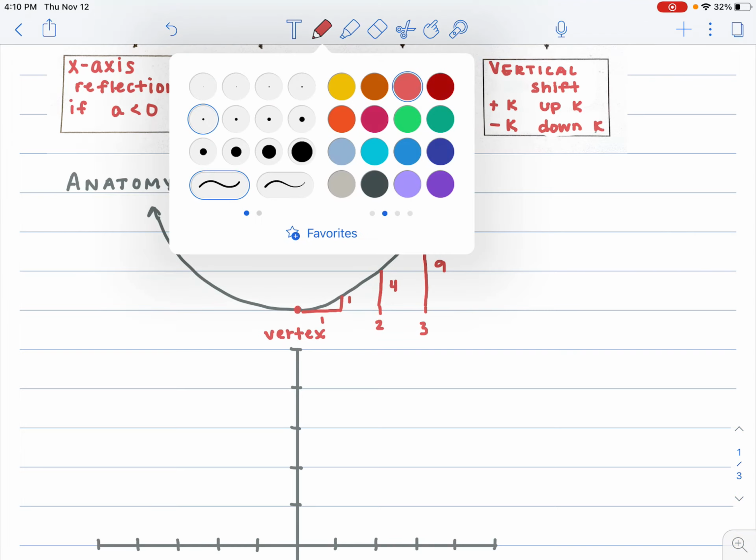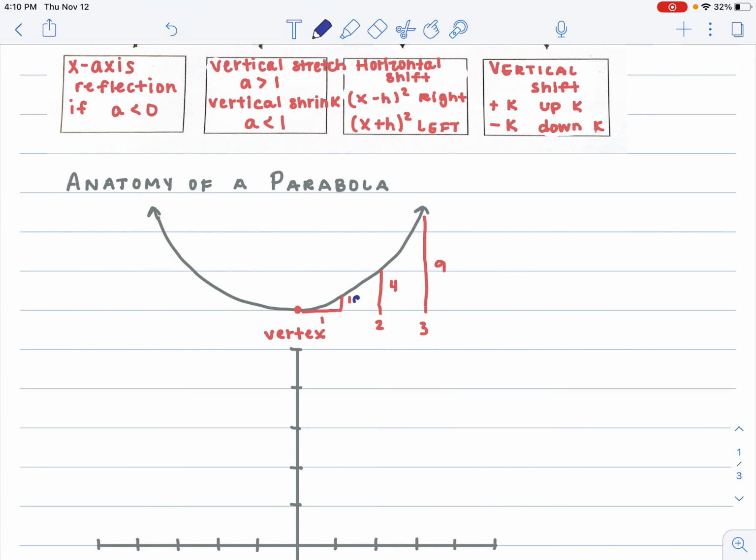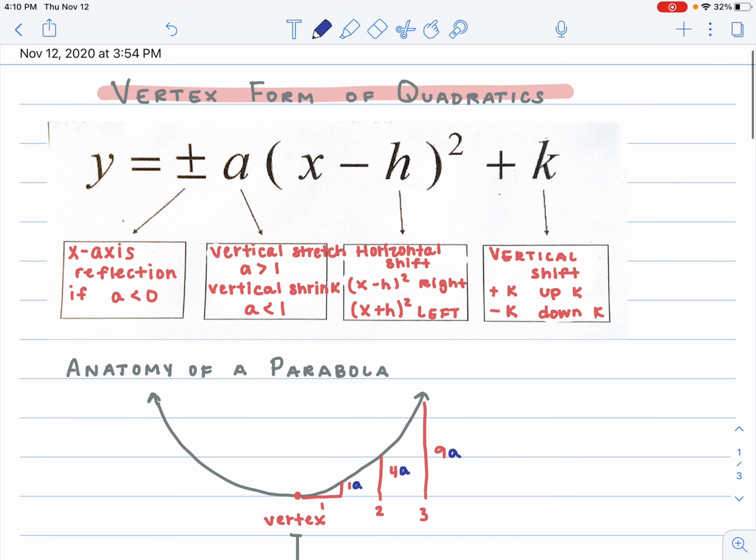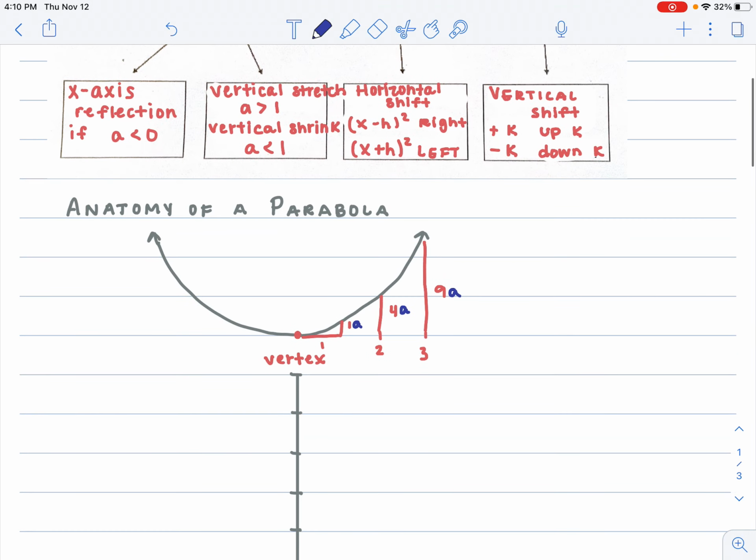Now, how this can be changed: if you have an a value, you multiply that 1 or 4 or 9 by the a value. So for example, if we have a vertical stretch of 2, we'd go over 1 and instead of going up 1, we'd go up 1 times 2, which is up 2. Instead of going over 2 and up 4, we go over 2 and up 8, because we're doubling that, and so on and so forth.